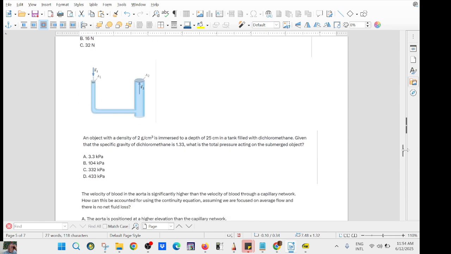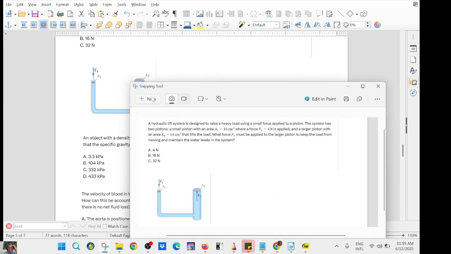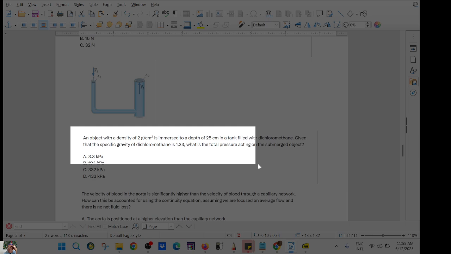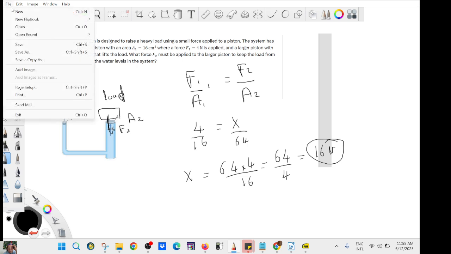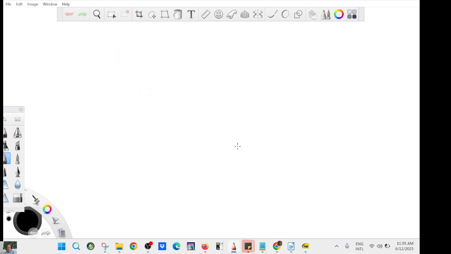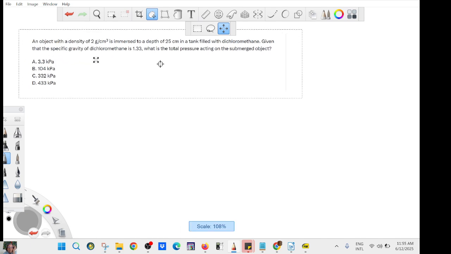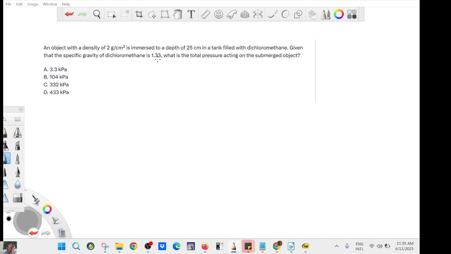Okay, so this one is a little bit more challenging. So again, you can pause the video. You need to understand what hydrostatic pressure is, also called the gauge pressure. So it's relative to the atmospheric pressure. Sometimes they give you more information than you need. Let's see what's going on here.